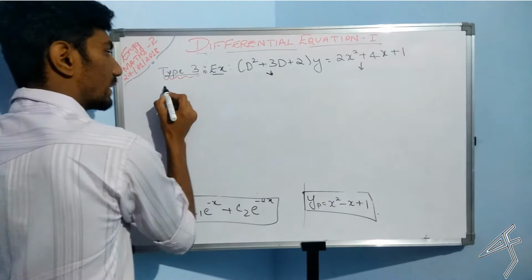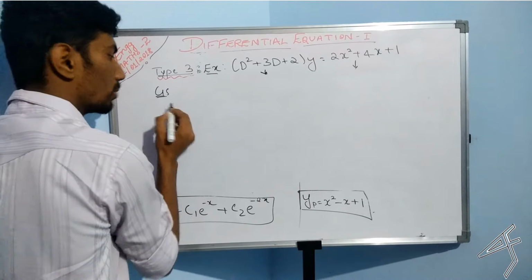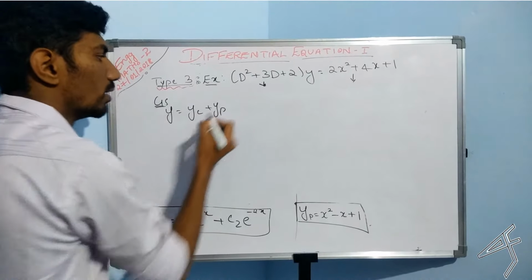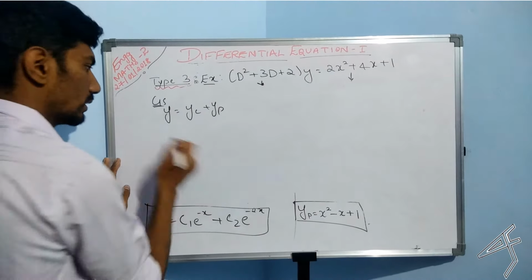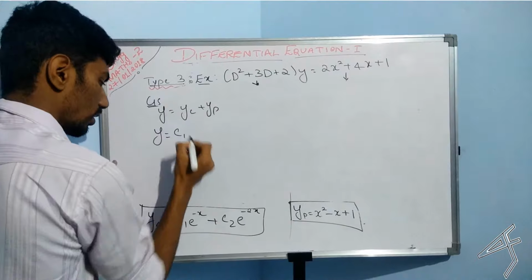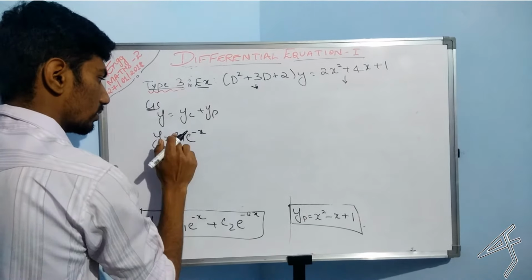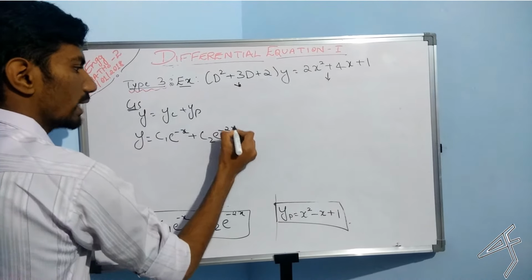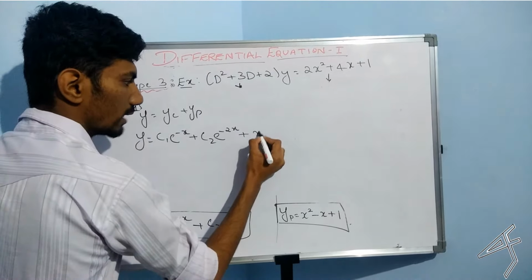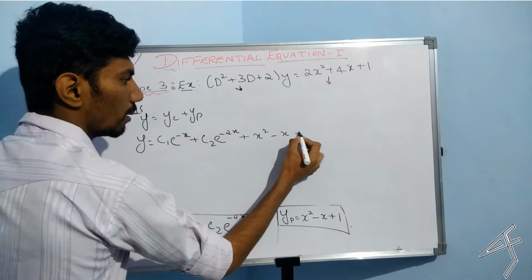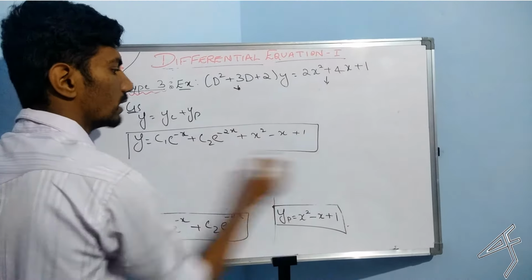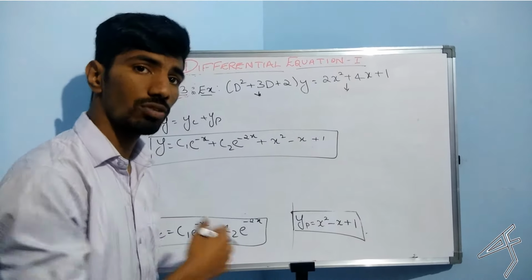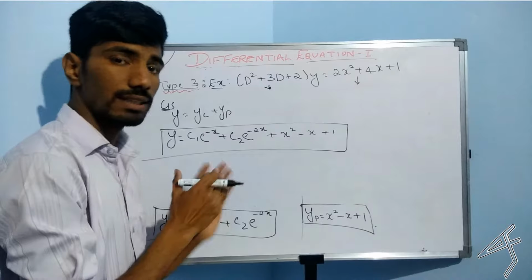Now we'll write our general solution. Here in the non-homogeneous case, the general solution y is given by yc plus yp. Correct? Here yc is obtained earlier and yp is this. So y is equal to c1 e power minus x plus c2 e power minus 2x plus x square minus x plus 1. This is our required general solution. Guys, this is the simple method of calculating this yp or general solution when it is a type 3 function.